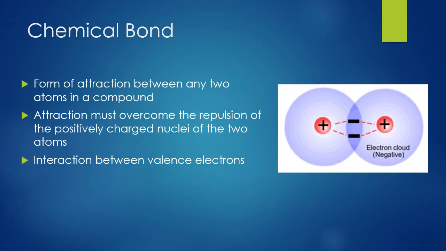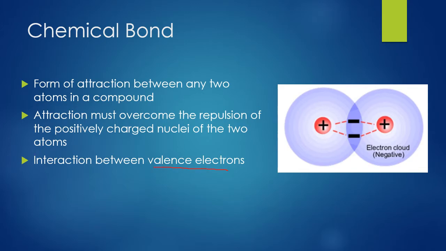So to define a compound, it is when two or more different elements combine. So two or more different atoms combine to form a chemical bond. And a chemical bond is a form of attraction between any two atoms in the compound. Now, whenever we're talking about the formation of a chemical bond, we have electrons involved. And more specifically, the electrons that are involved are the valence electrons.